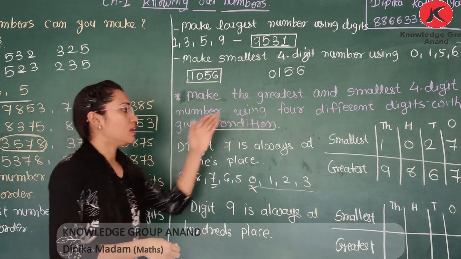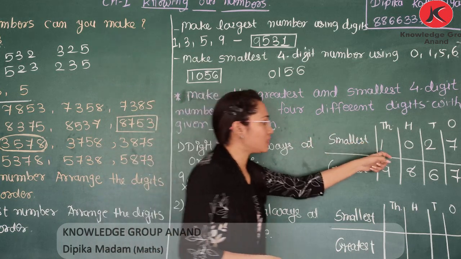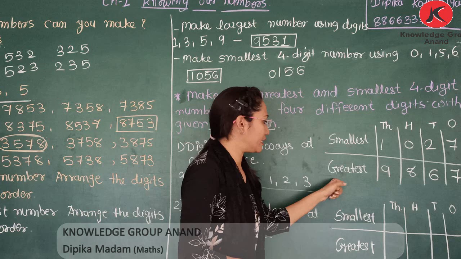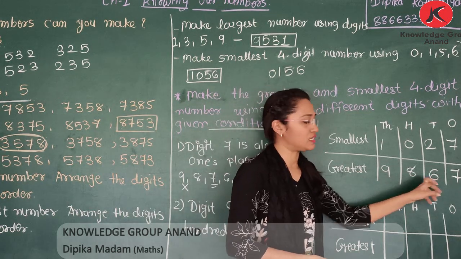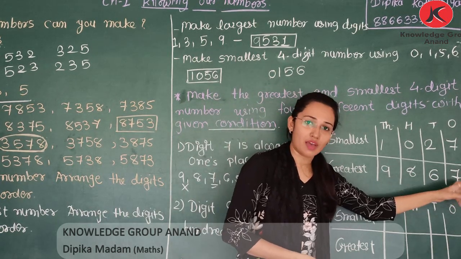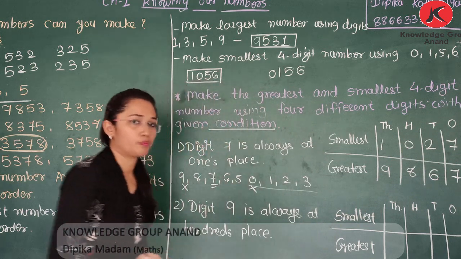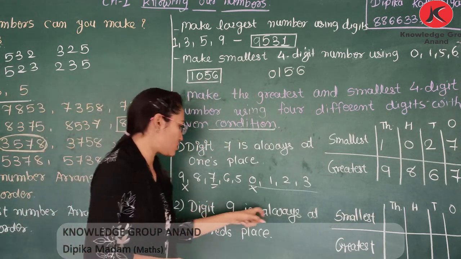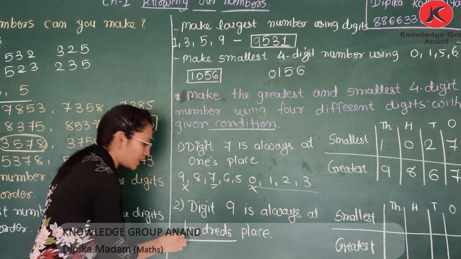So our smallest number is 1027 with the 7 at the 1's place and greatest number is 9867 with 7 at the 1's place. Clear? Our next example is digit 9 is always at the 100 place.